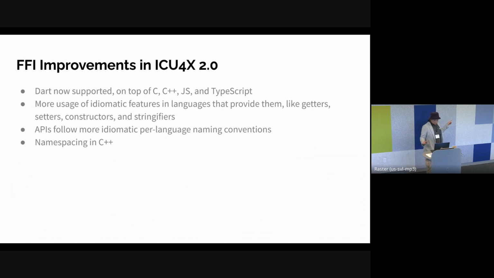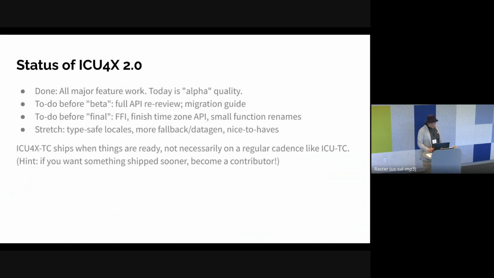One more slide here. FFI improvements. Manish has really been leading the charge on Diplomat, which is the tool that we use for bringing ICU4X into other programming languages like C++, JavaScript, Dart, Kotlin, and soon TypeScript. We have more usage of idiomatic features in those languages like getters, setters, constructors, stringifiers, and we follow more idiomatic per-language naming conventions and namespacing, which is a really big one. We didn't have namespacing in ICU4X 1.0, but in ICU4X 2.0, we have namespacing.